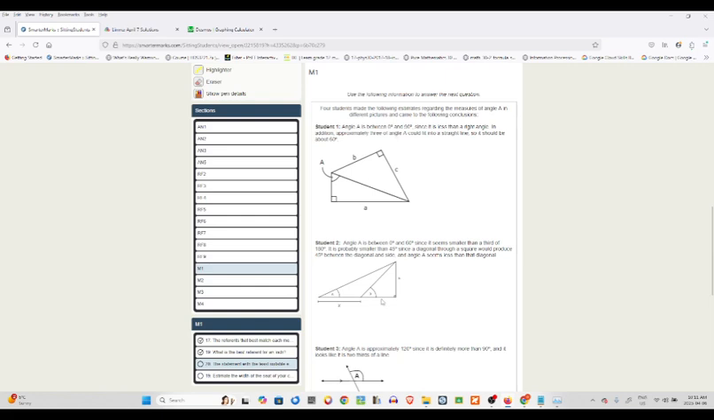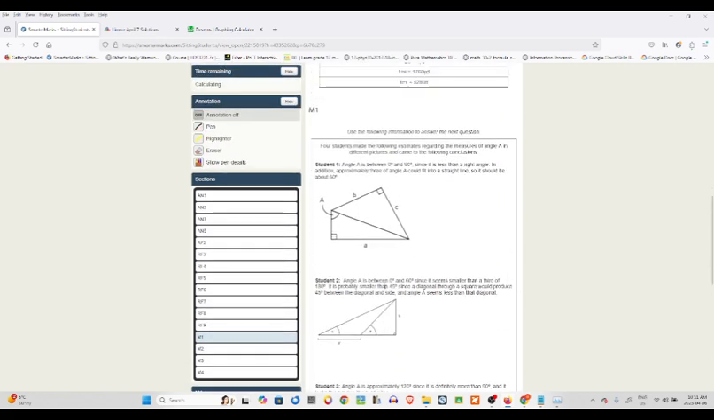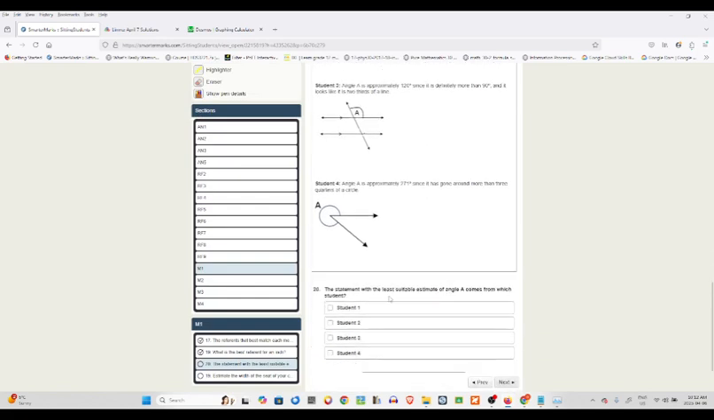Okay, so now, yes, we have a bunch of angles here, but this is not about trig. So 4 students made the following estimates regarding the measures of angle A in different pictures and came to the following conclusions. Student 1: A is between 0 and 90, since it's less than a right angle. Looks like about 3 angle A's could fit into a straight line, so angle A should be about 60. That's reasonable. You could also say angle A looks like it's about double this angle, and those two add up to 90. So if it's a 2-to-1 ratio, that would be 60-30. So student 1 seems to be reasonable, and we're looking for the least reasonable angle.